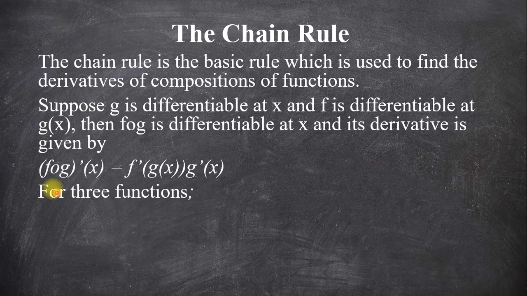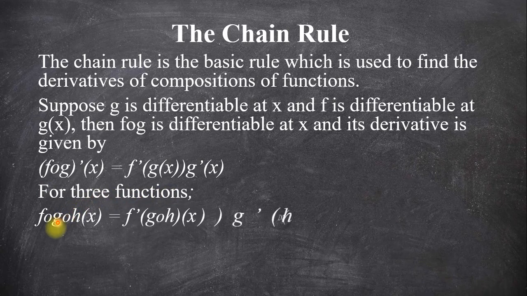For three functions, this is two functions, f of x and g of x, only two functions, but for three functions it is f of g of h of x. Look, f, g, h. So how to derivate this function? Look, f prime at g of h, f prime at g of h times g prime at h of x times h prime at x.